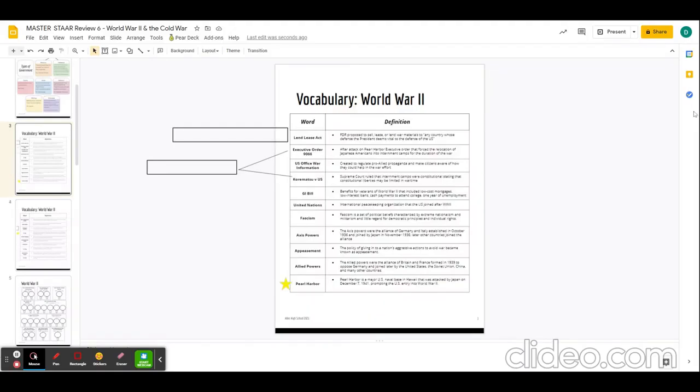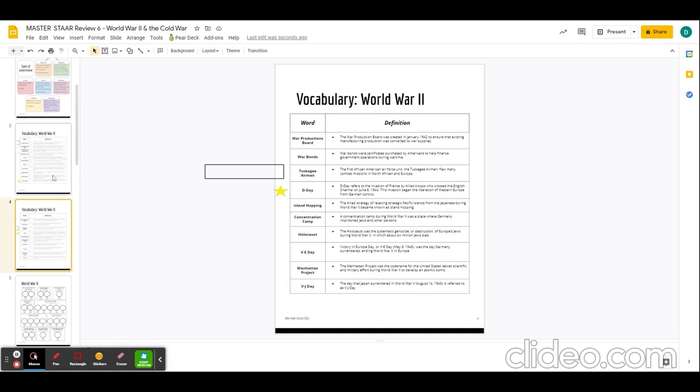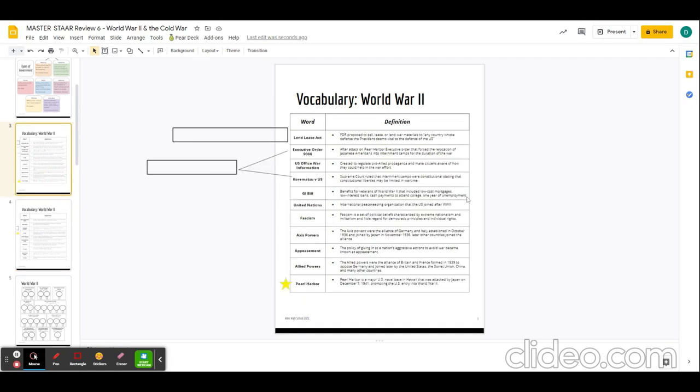All right, the next two slides are covering the key vocabulary terms, key people, events, all of that good stuff from World War II. Now, slides 3 and 4, any of these terms, they are all fair game to show up on the STAR test. So make sure that you are familiar with all of them. However, there are some that we want to emphasize that tend to show up a little more often than others.